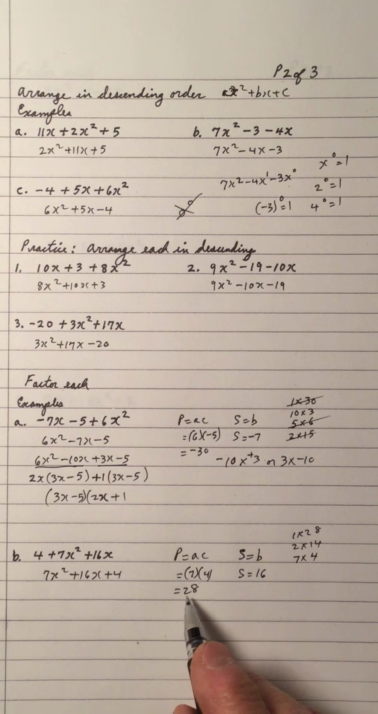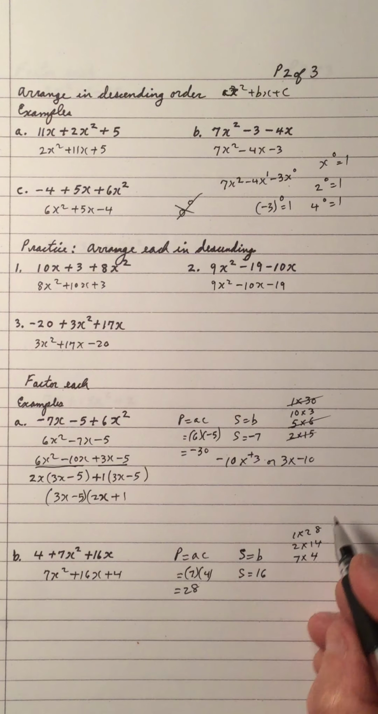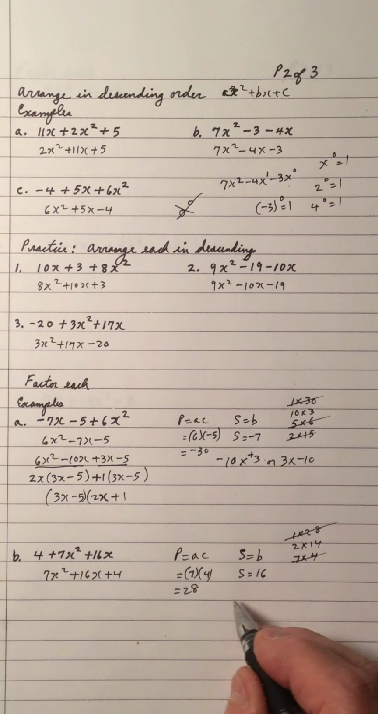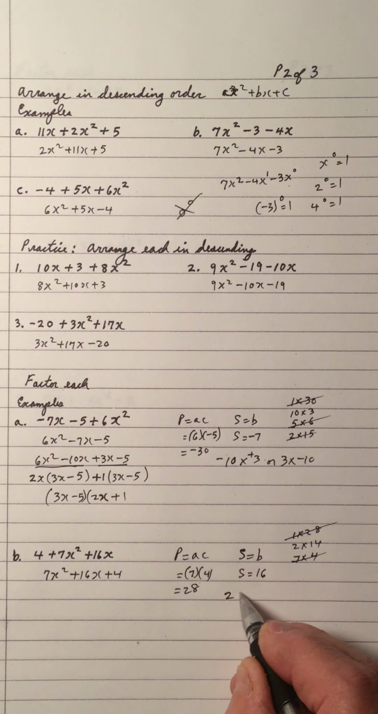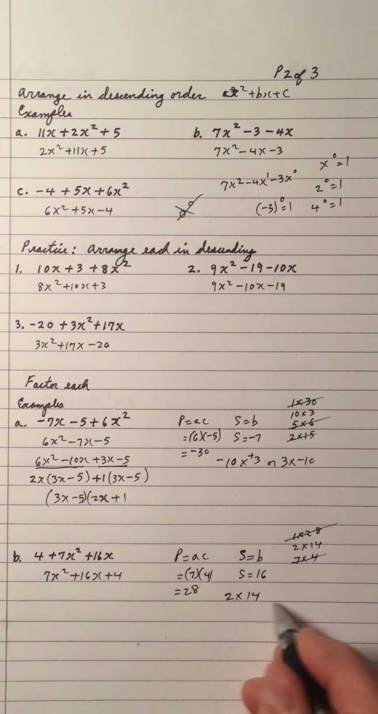And so which pair? Because the product is positive 28, that means the factors are going to add up. So I'm going to add up to get 16. Add up 29, add up 11, no, 2. So the factors are 2 and 14. So the product is positive and the sum is positive, so they're all pluses.